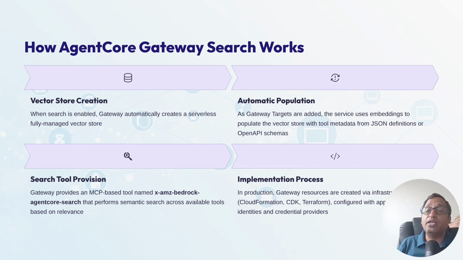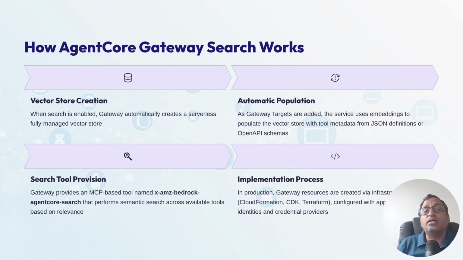Next, automatic population. As new tools or gateway targets are added, the gateway parses their metadata from JSON files or OpenAPI specs. It then generates embeddings from these descriptions and adds them to the vector store. Basically, this is similar to the embeddings we generate in a RAG application, right? That helps with the semantic search.